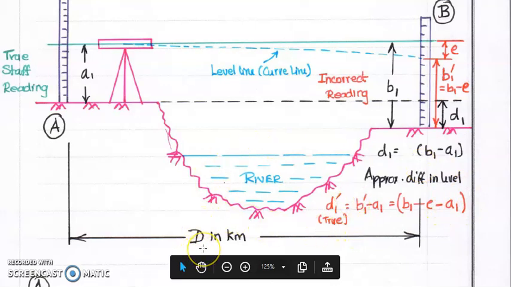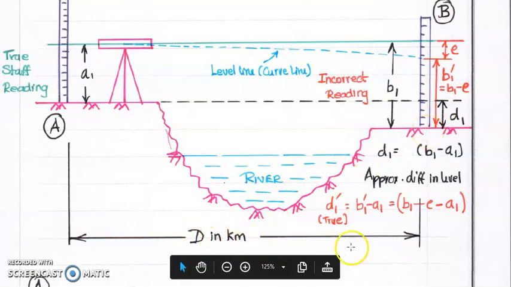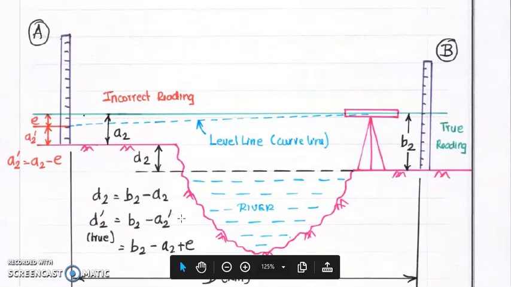For D here, capital D is nothing but the distance between two leveling staffs, say A and B. At point A, a leveling staff is held. Similarly, one more leveling staff is held at B. So capital D, in kilometers, is the horizontal distance. Reciprocal leveling is not yet completed.